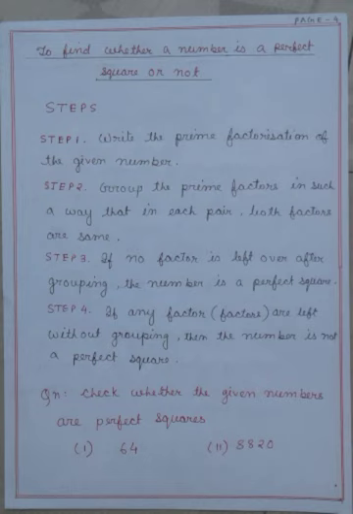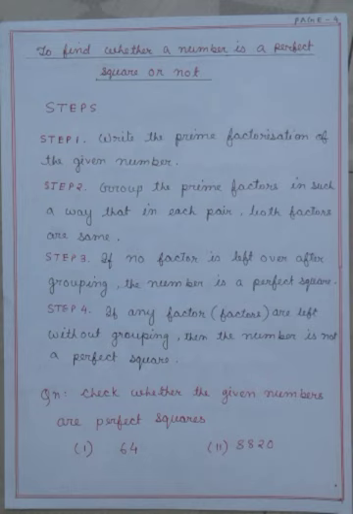Now, to find whether a number is a perfect square or not, there are several steps. Step number 1, write the prime factorization of the given number. Step 2, group the prime factors in such a way that in each pair both factors are same. Step 3, if no factor is left over after grouping, the number is a perfect square. And step 4, if any factor or factors are left without grouping, then the number is not a perfect square.